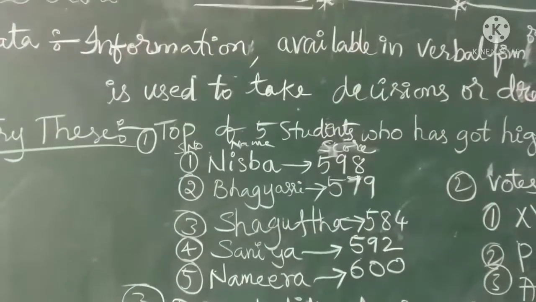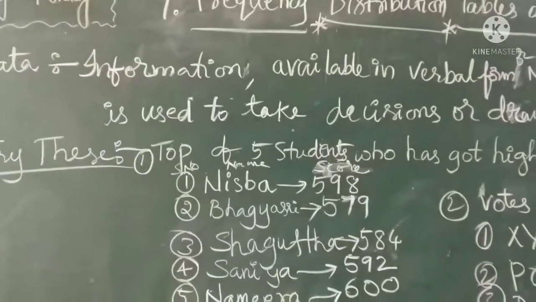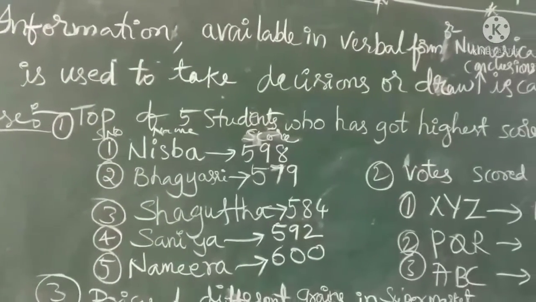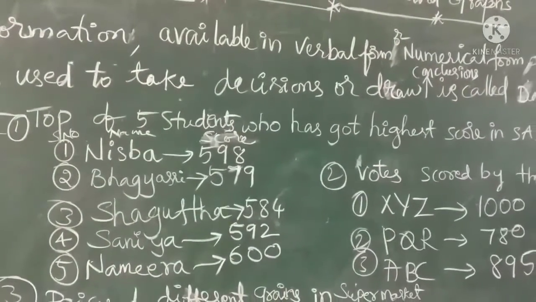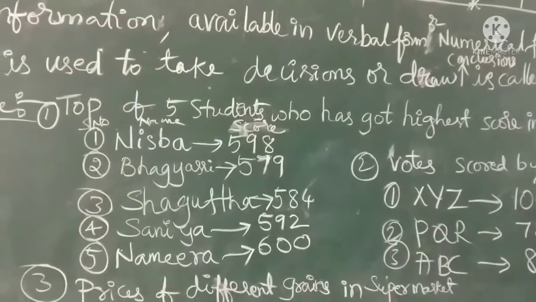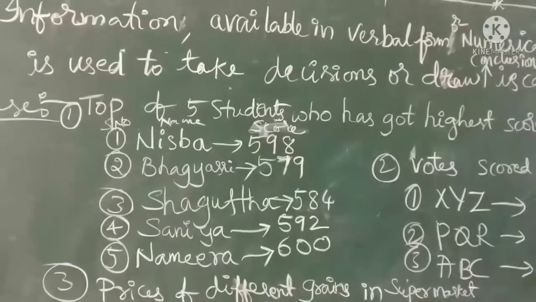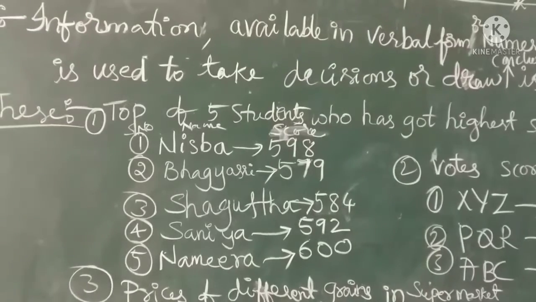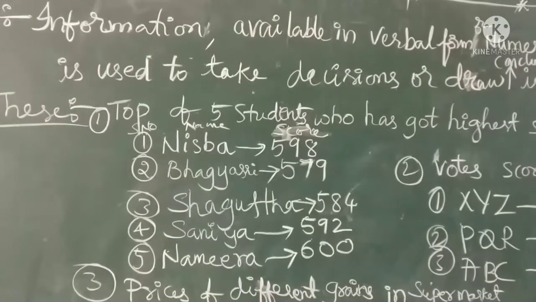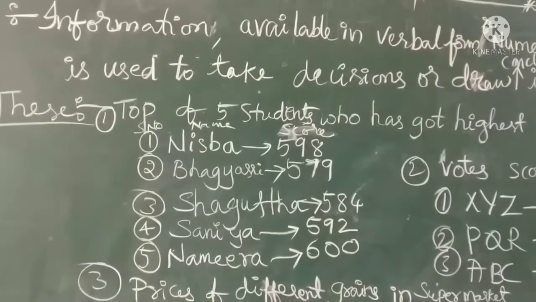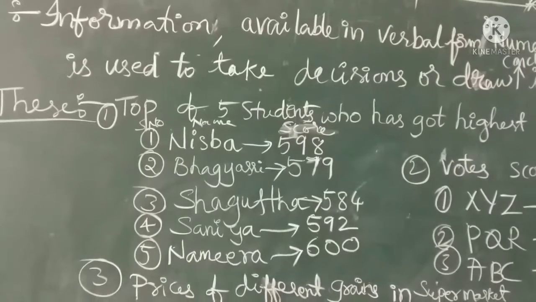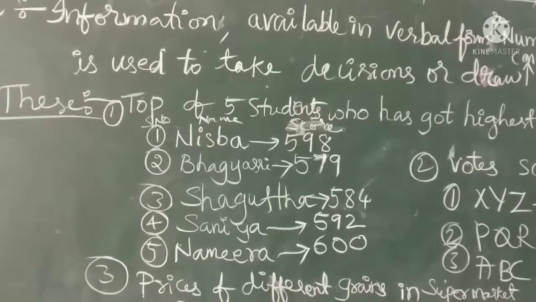Examples for data. Top 5 students who have got the highest score in the S7 examination. I am writing here the names of 5 students who scored the highest marks: Nisba 598, Bhagyasri 579, Shagufta 584, Sania 592, Namira 600.